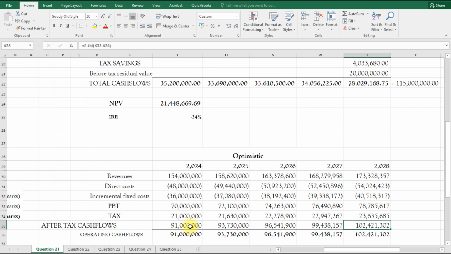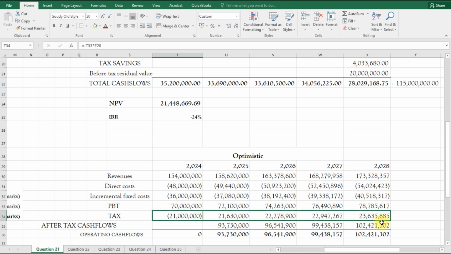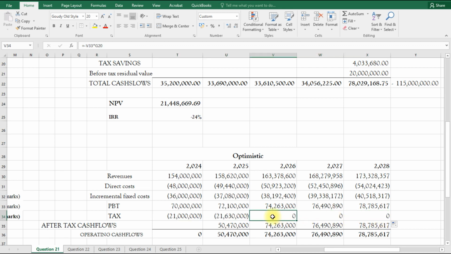So the after tax cash flow. Yeah, this will be Alt equals. And remember our tax rate, sorry, our tax rate is supposed to be negative. Yeah, it's supposed to be a negative sign. It's negative, these are multiplied by 30%, and I can autofill that. Yeah, okay.